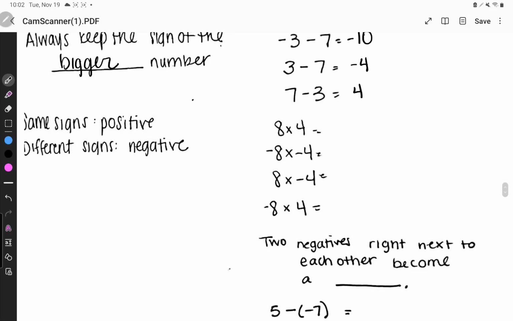When you are multiplying and dividing, if you have the same signs, it's positive, different signs is negative. So for instance, a positive times a positive is a positive. A negative times a negative is a positive. A positive times a negative is a negative.